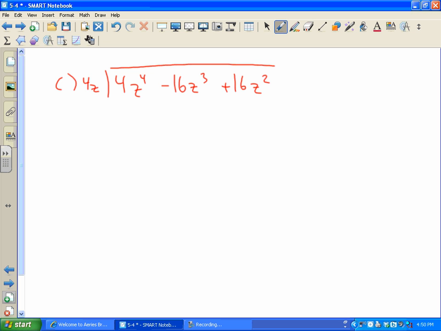The biggest thing that goes into all those evenly is the z squared. When you're dividing out like that, the thing that will go in the most will be whatever the smallest power is. So we've got z to the 4th, z cubed, and z squared. The thing that can divide out is the z squared.